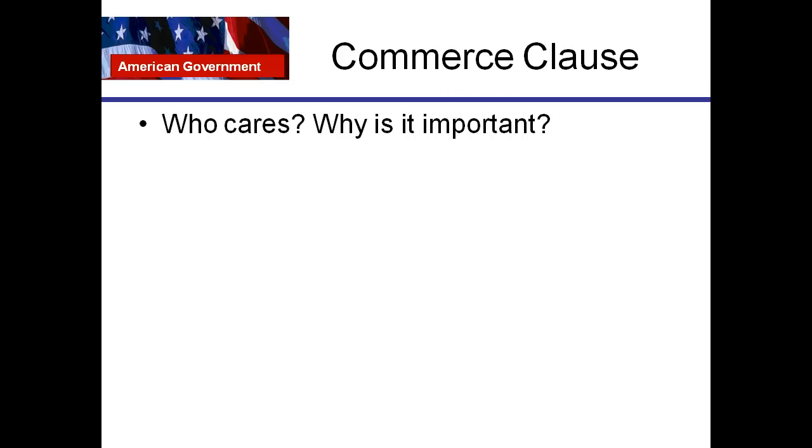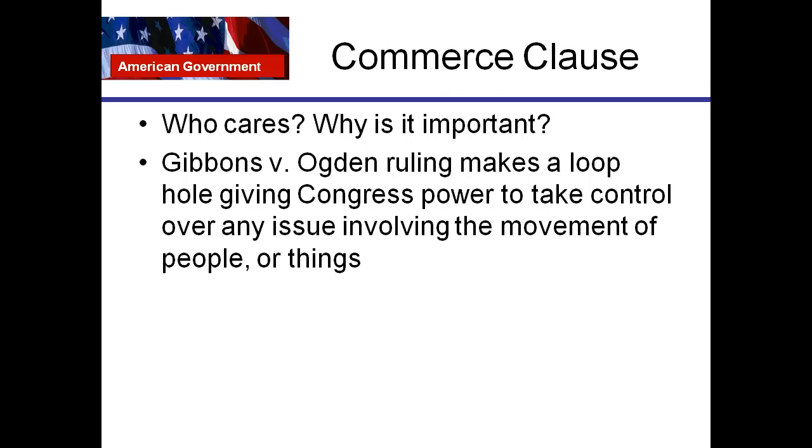So who cares about this? Why is it important? Gibbons versus Ogden, the ruling, makes a loophole. It gives Congress the power to take control of any issue involving the movement of people or things, greatly increasing the ability of the federal government to act in accordance with its delegated powers.